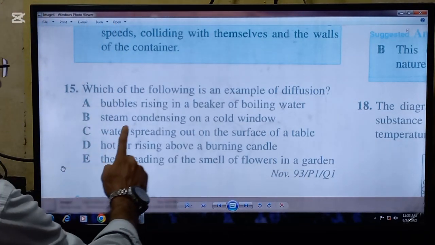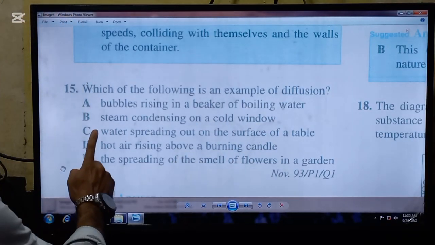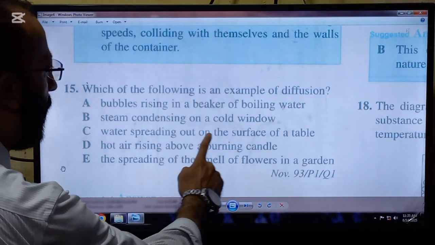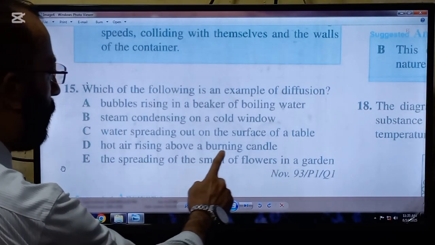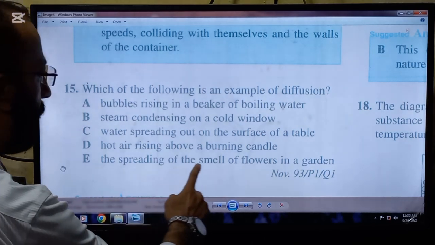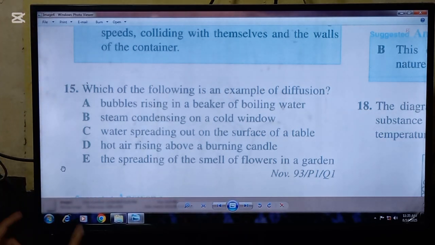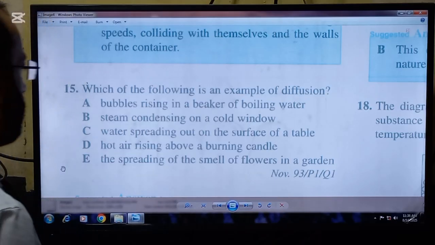A, bubbles rising in a beaker of boiling water. B, steam condensing on a cold window. C, water spreading out on the surface of the table. D, hot air rising above a burning candle. And E, the spreading of the smell of flowers in a garden.